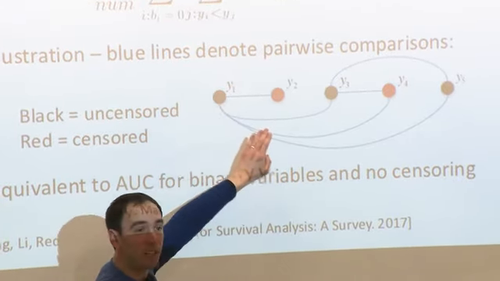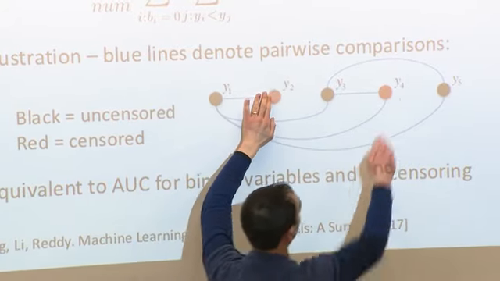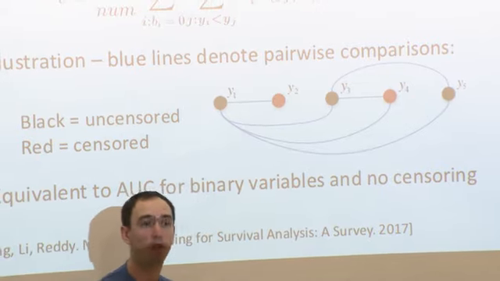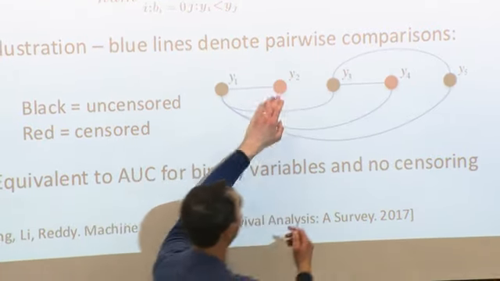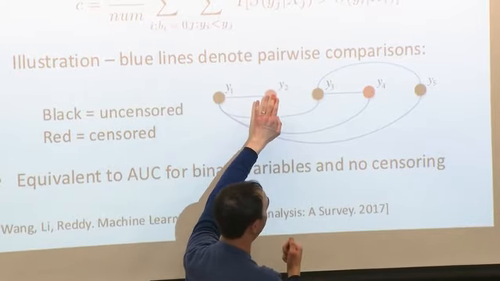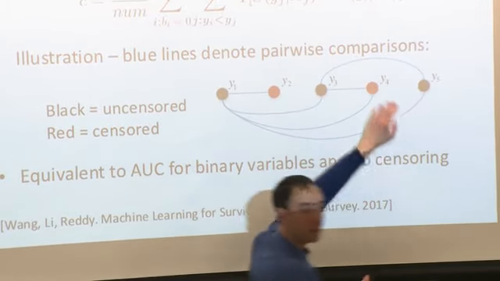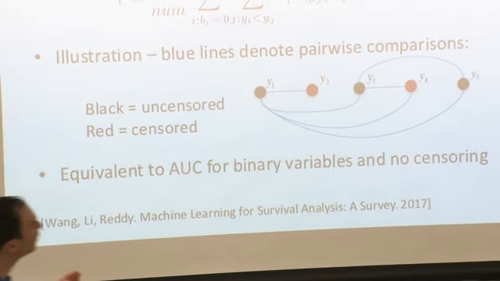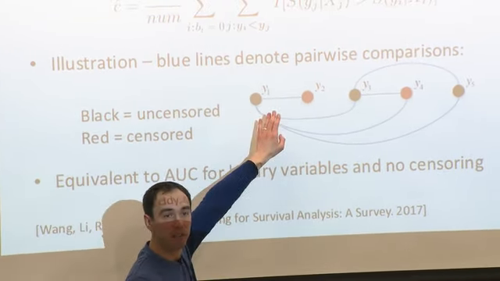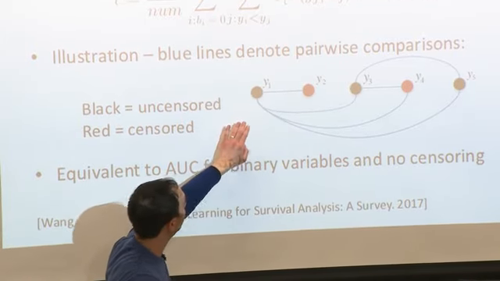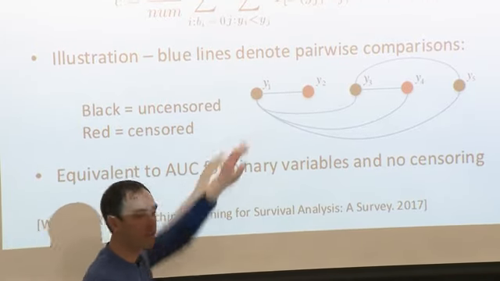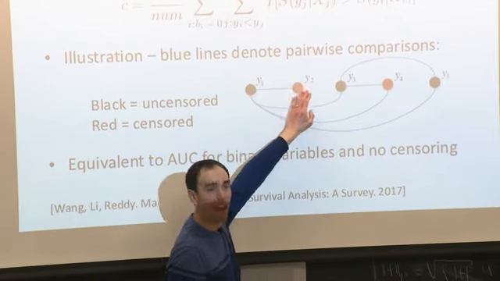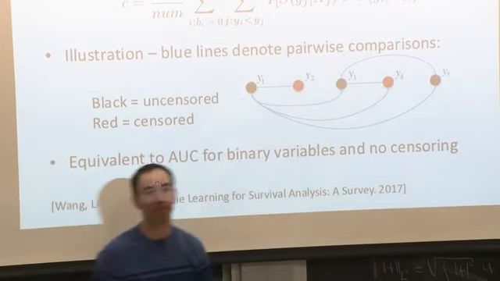On the other hand, it wouldn't make sense to compare y2 and y4, because both of these were censored data points, and we don't know precisely when they occurred. So for example, it could have very well happened that event 2 happened after event 4. What I'm showing you here with each of these lines are the pairwise comparisons that are actually possible to make. You can make pairwise comparisons, of course, between any pair of events that actually did occur, and you can make pairwise comparisons between censored events and events that occurred before it.